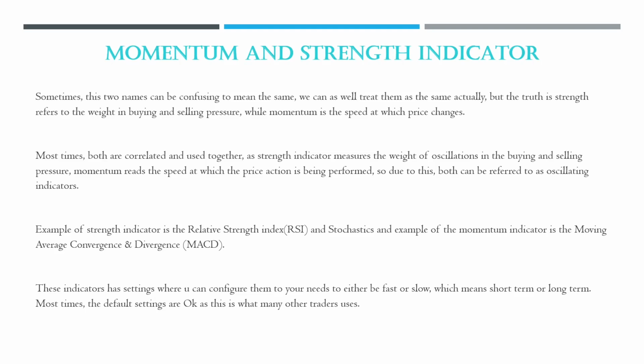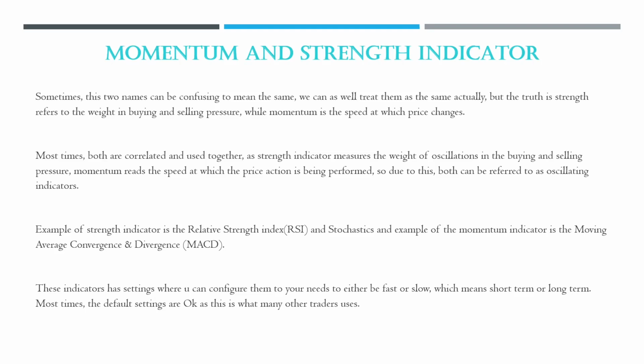Most times, both are correlated and used together, as strength indicators measure the weight of oscillations in the buying and selling pressure. Momentum reads the speed at which the price action is being performed. So due to this, both can be referred to as oscillating indicators. Examples of strength indicators are the relative strength index, the RSI, and the stochastics. And the example of the momentum indicator is the moving average convergence divergence, MACD.